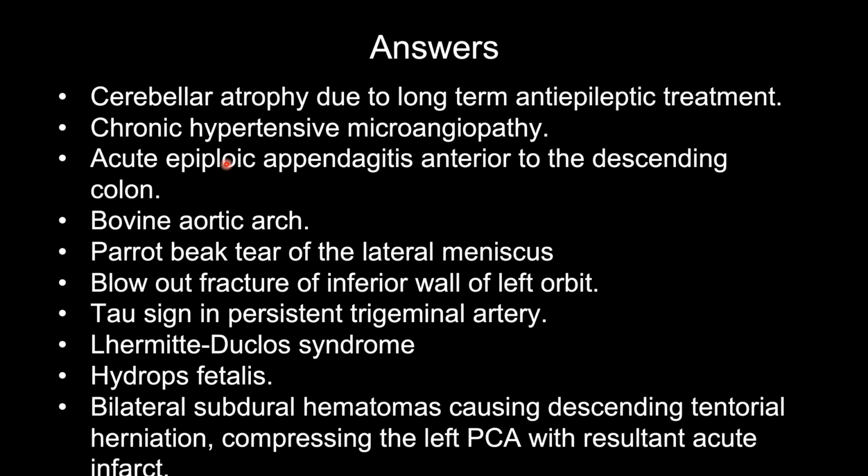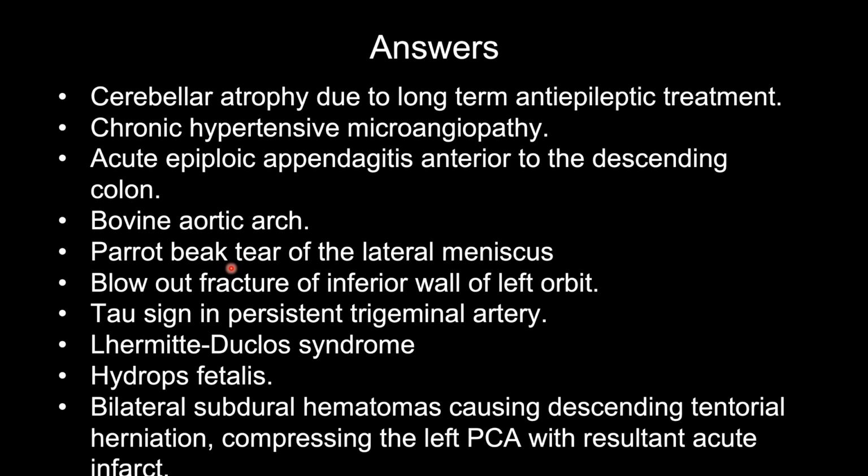So revising today's cases, we saw a case of cerebellar atrophy due to phenytoin. We discussed multiple GRE blooming foci in a case of hypertensive angiopathy. We saw an interesting case of acute epiploic appendicitis, which is a touch-me-not condition in the abdomen. This is self-resolving, so that's something important that we should mention. We saw an anatomical variant in the form of bovine aortic arch and the tau sign in persistent trigeminal artery.